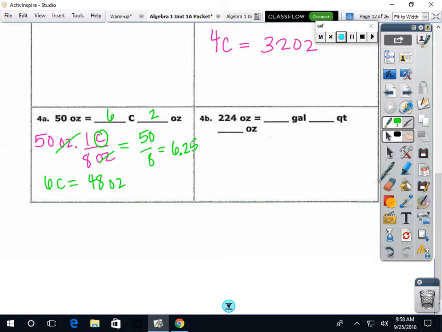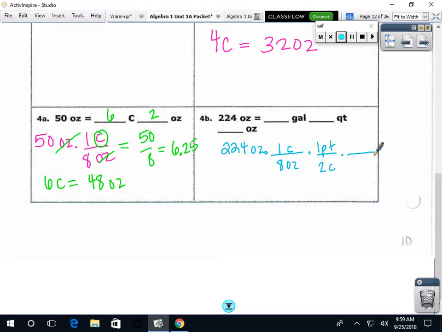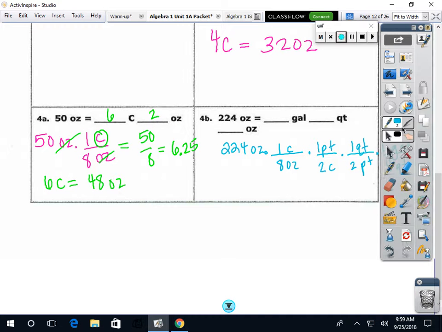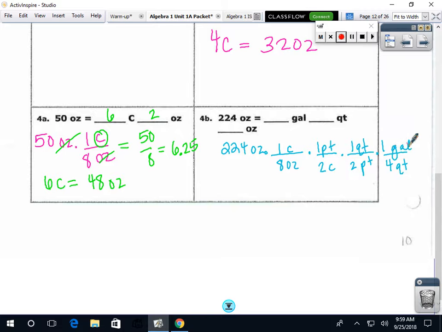All right, 4B, 224 ounces converted to gallons first. So that means ounces goes on bottom, and we know that there are 8 ounces in a cup. And then cups goes on bottom, and we know that there are 2 cups in a pint. And then pints goes on bottom, and we know that there are 2 pints in every quart. And then quarts goes on bottom, and we know there's 4 quarts in a gallon. So now I'm finished with the conversion chain because I've made it to gallons. I cancel out all the other units.